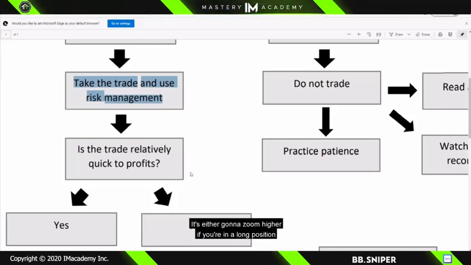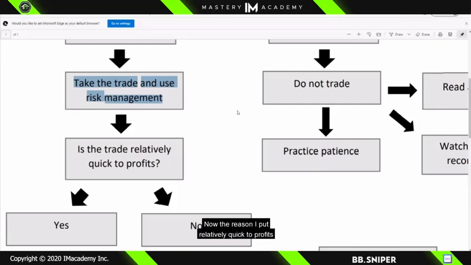Okay. It's either going to zoom higher if you're in a long position, or it's going to drop lower if you're in a short position, or it's kind of just going to move sideways. All right. So again, there's really no gray area. It's either yes or no.